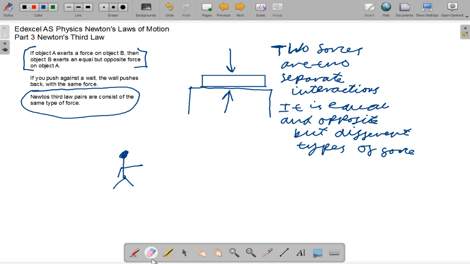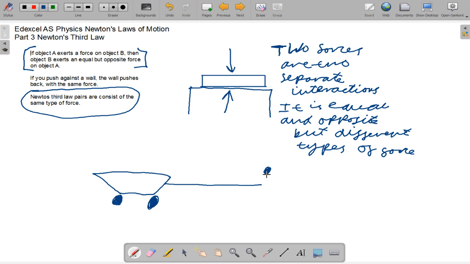There's a couple more examples, so we'll have a look at those. If you pull in a cart, so we'll get our Minecraft cart, and you get a rope. I don't know if you could do this in Minecraft. And you get your man. I think his name is Steve. I can't remember. I've never played it. And he pulls it this way.